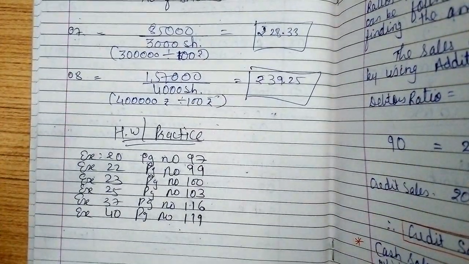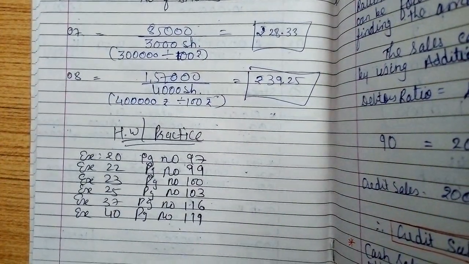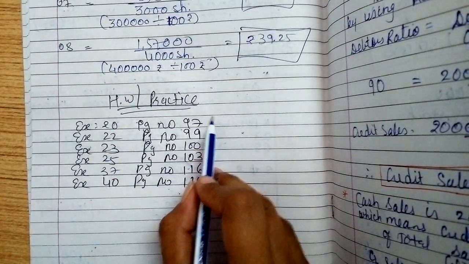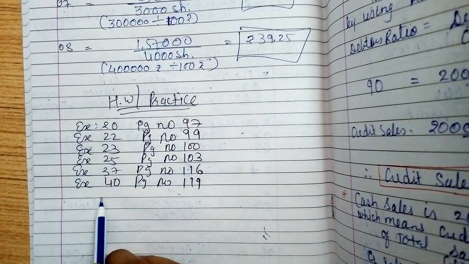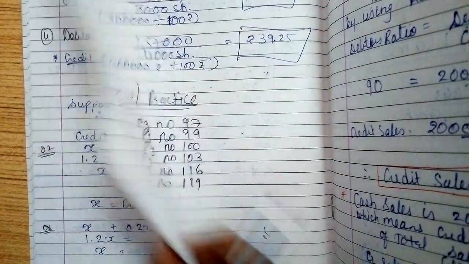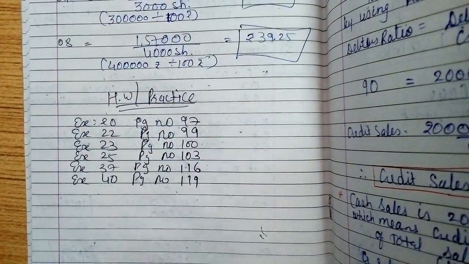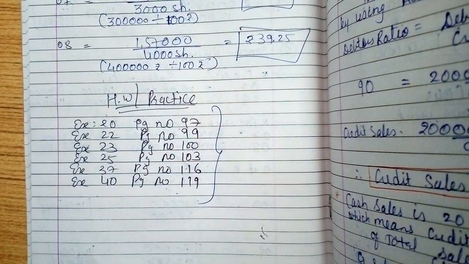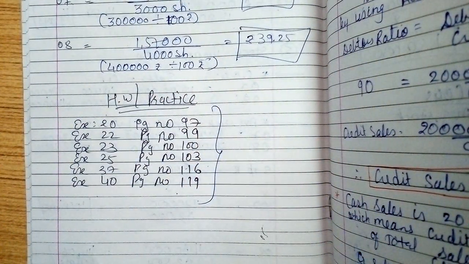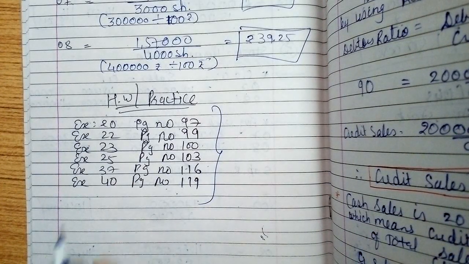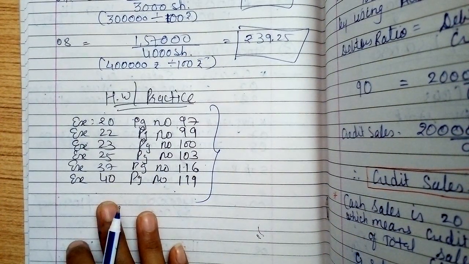In the last session we have calculated an example. These all are the examples for practice, like our example number 11 that we have calculated yesterday. So these all the examples are for the practice. Just write down the numbers 20, 22, 23, 25, 37 and 40. Page numbers are also written. So these are all examples like our example number 11 that we did yesterday.